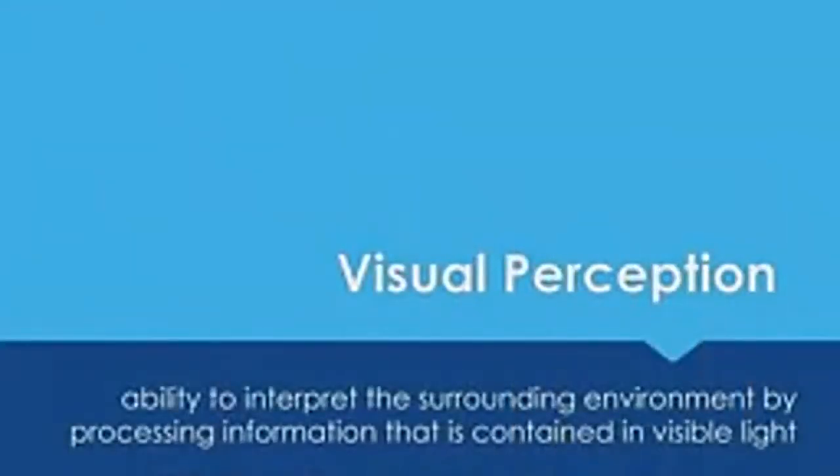Okay. You also have a visual processing handout too. Kind of this one here. Okay. So visual perception is the ability to interpret the surrounding environment, processing information that is contained in visible light. Okay. So we're going to see how our brains really can modify how we interpret things. So it's an example of just how mapping happens in our brain. So Andrew, could you play that first?